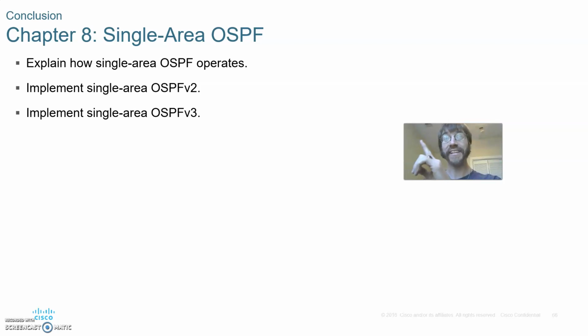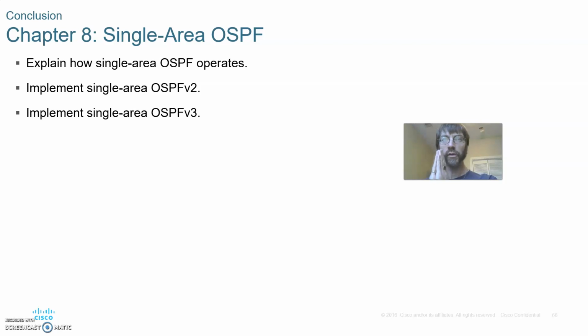Your router's identity and some of its basic settings, like passive interfaces and reference bandwidth and that kind of thing, is in routing configuration mode. The interfaces themselves are added to the areas in interface configuration mode. And that's all I've got for Chapter 8. I will be moving on to Chapter 9 and multi-area OSPF.